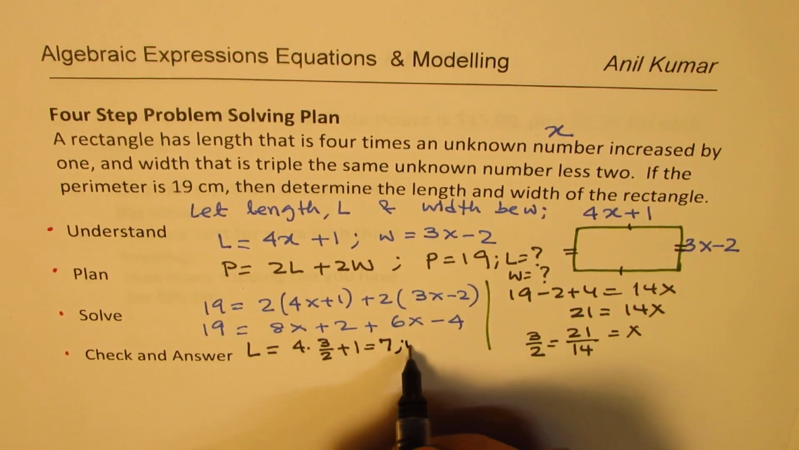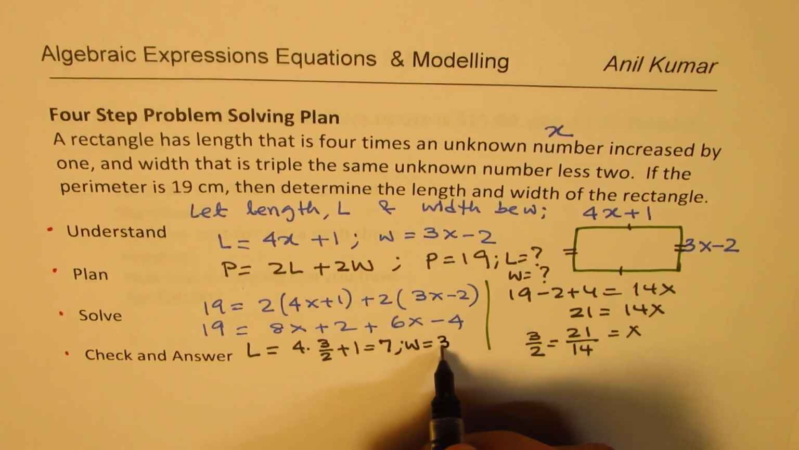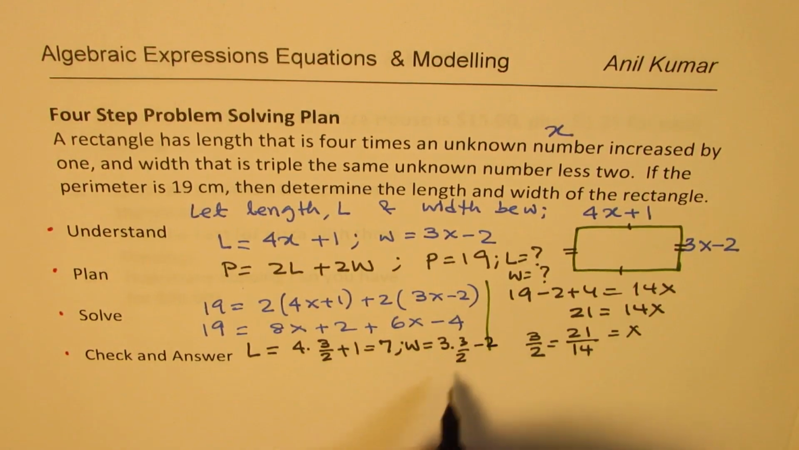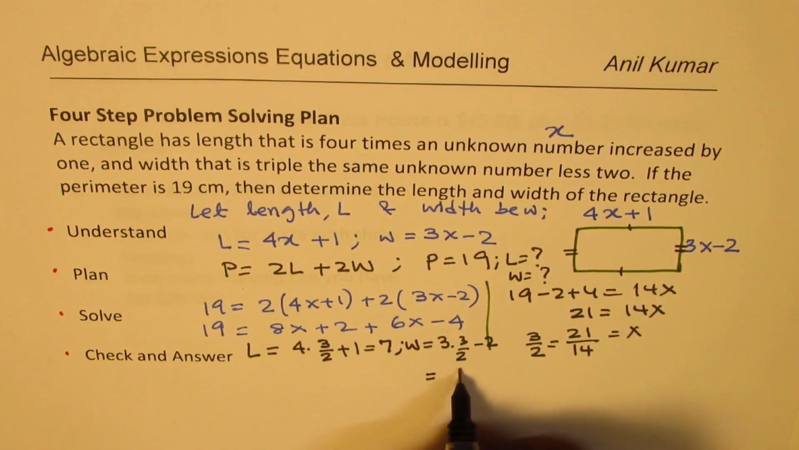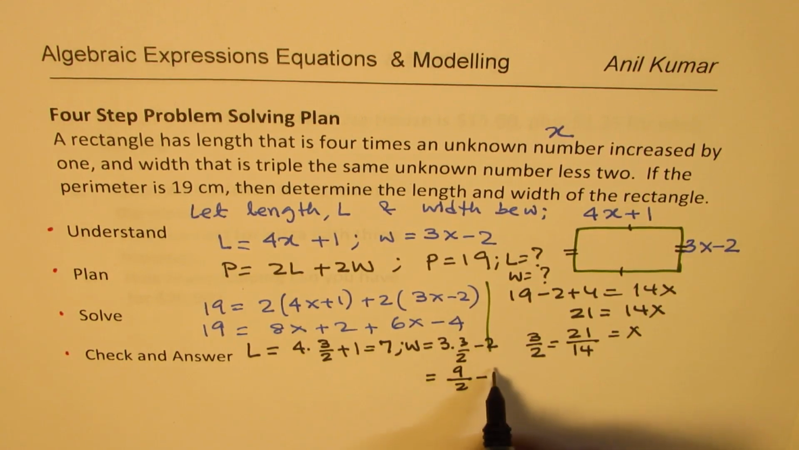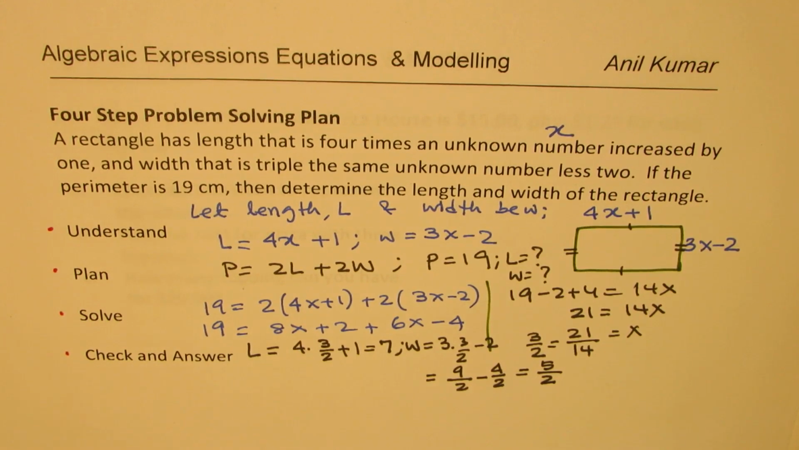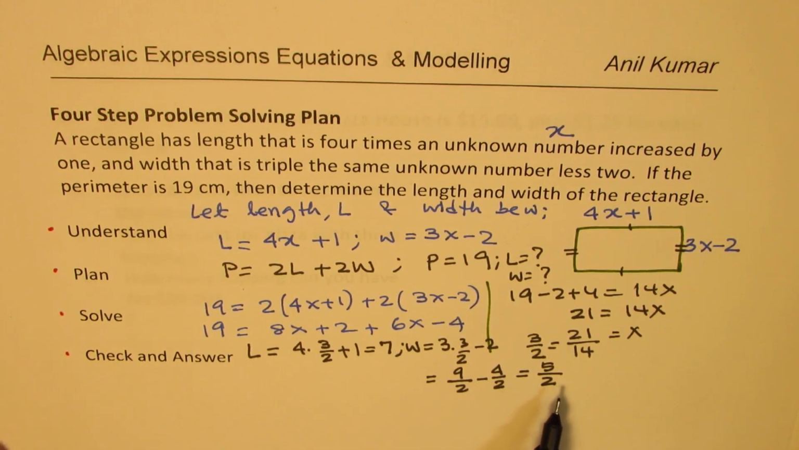As far as the width is concerned, width is 3 times 3 over 2 minus 2, right? So the width here is equal to 9 over 2 minus, so we should get the same denominators. We'll write this as 4 over 2. That is written as 9 minus 4, as 5 over 2, correct? So that becomes the width of the given triangle, correct? So that is how we get length and width.